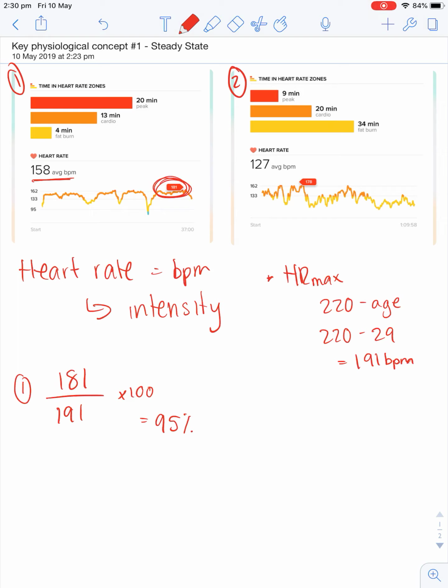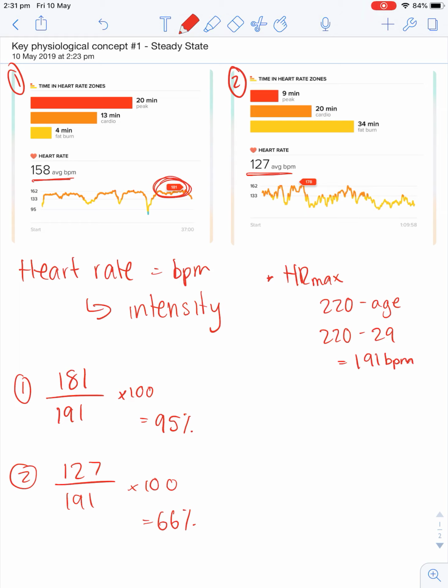So we would say that it is working at a maximal level. In graph 2, let's have a look at the fact that my average heart rate across the session was 127 beats per minute. Same formula. So the heart rate that I've calculated divided by my maximum heart rate, and then times that by 100, 66%. Okay, so across the session number 2, on average, I was working at 66% of my maximum intensity. So that's how we can use heart rate to calculate that.